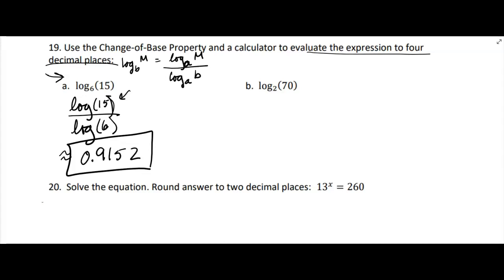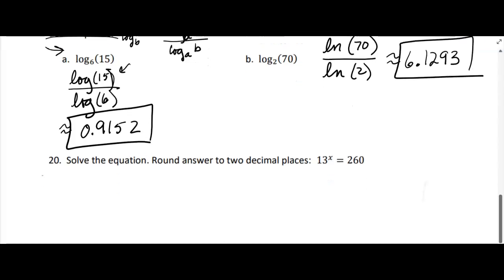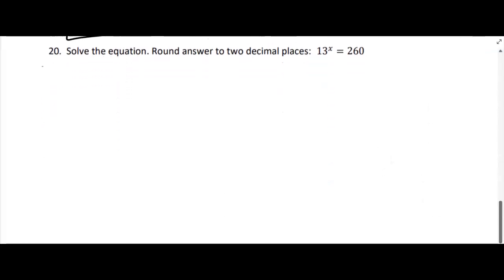Okay, so we're going to do it again. I'll do it with natural log this time. Natural log 70 divided by natural log 2. Type in your calculator, and you're going to round it off to 4 decimal places, 6.1293. Okay, so use your calculator and make sure you're getting those right.